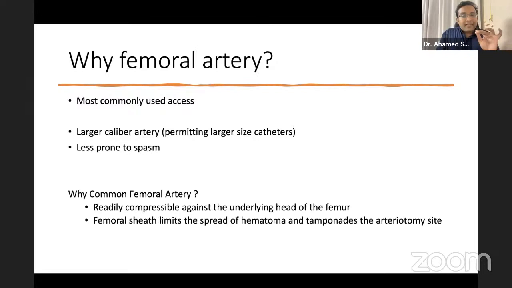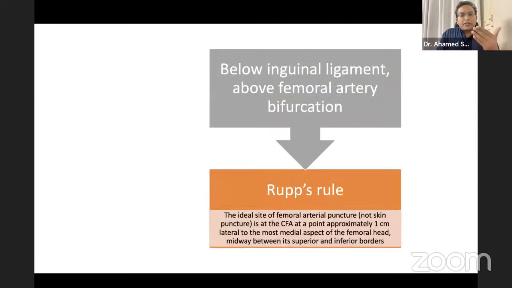It is because it is readily compressible against the head of the femur. And we know that this CFA region is enclosed within the femoral sheath, which limits any spread of hematoma and tamponades the arteriotomy site. Based on Rupp's rule, he described that the ideal site of femoral puncture is at the CFA, 1 centimeter lateral to the medial aspect of the femoral head, which is not about the skin puncture, but the femoral puncture.